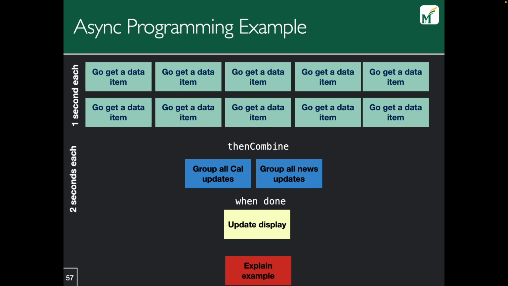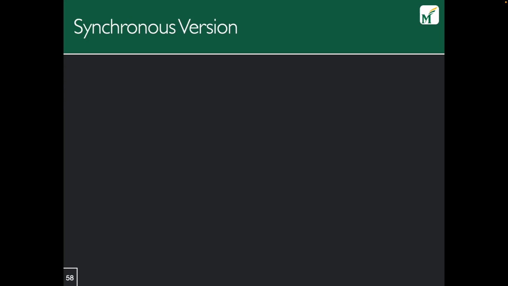So this example is going to be fairly simple on the surface. We are going to have a bunch of data that we need to fetch, a bunch of different items. Then we need to combine these items or group them together. So for example, let's say these are different APIs. Maybe it's some news updates and some calendar updates. So we need to group them by their type. And then we need to update that information on the display. And then I will explain the example after each of these different cases.